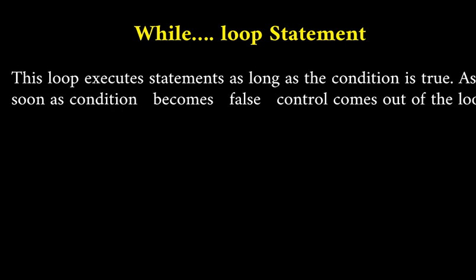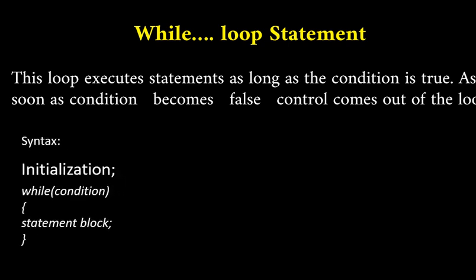Now let's see the while loop statement. The while loop statement is like a for loop statement. This loop executes statements as long as the condition is true. As soon as the condition becomes false, control comes out of the loop. See the syntax of this statement. First is initialization, meaning the variable you want to declare. Once you declare the variable, you can start the while loop statement with the condition. Once you have given the condition, you have to use the curly bracket and then use the statement block. Once you use the statement block, then complete the curly bracket.